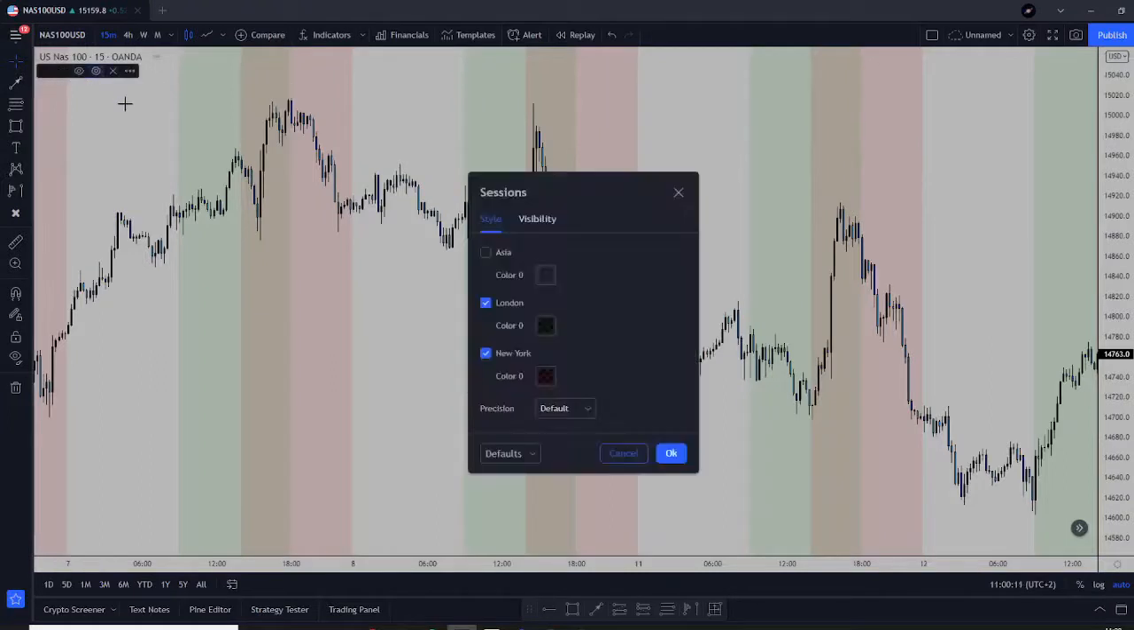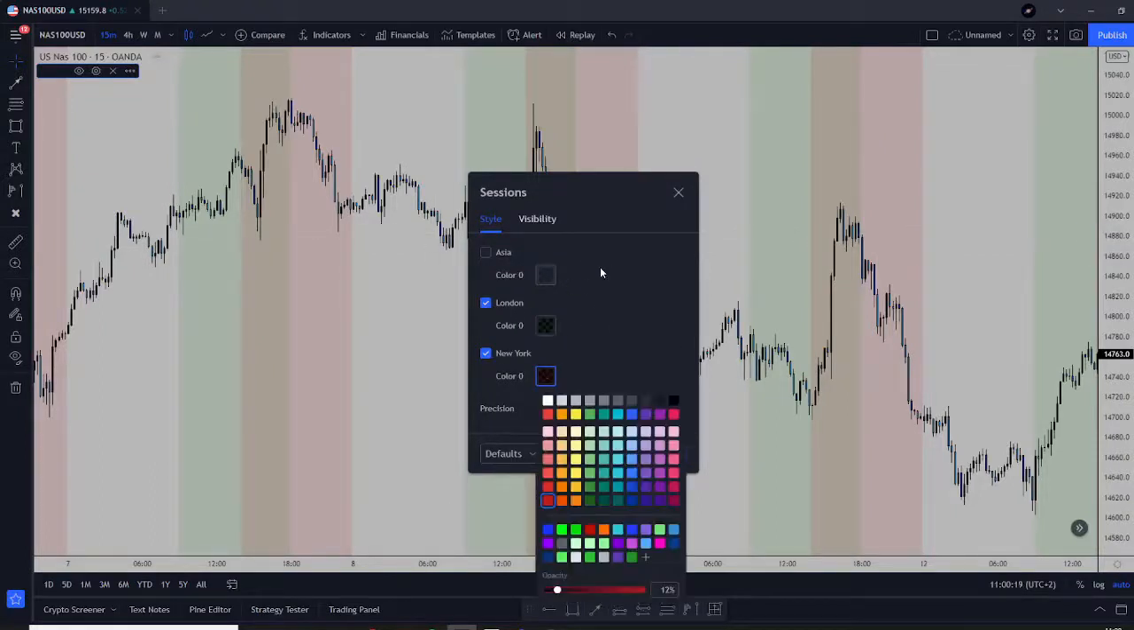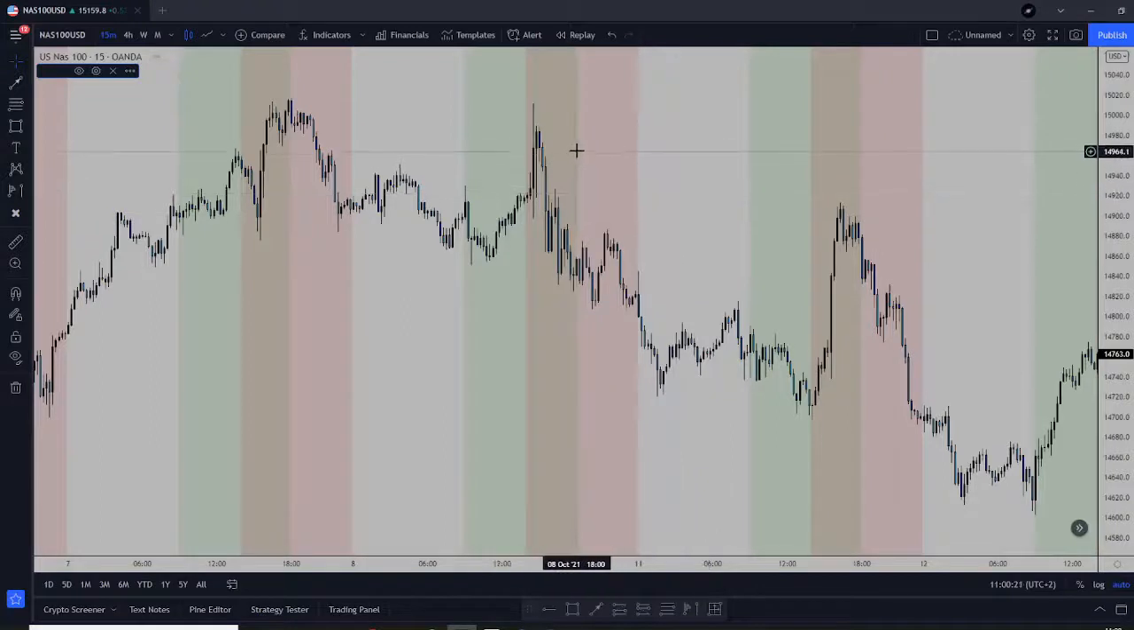In this sessions indicator, you can see you have Asia, London, and New York. Asia is not the one I'm interested in. I'm interested in London and New York. So feel free to color this however you want. This is just the colors that I have.